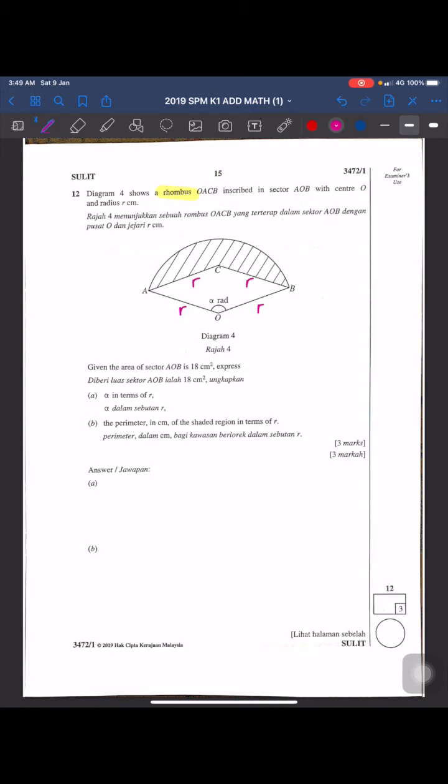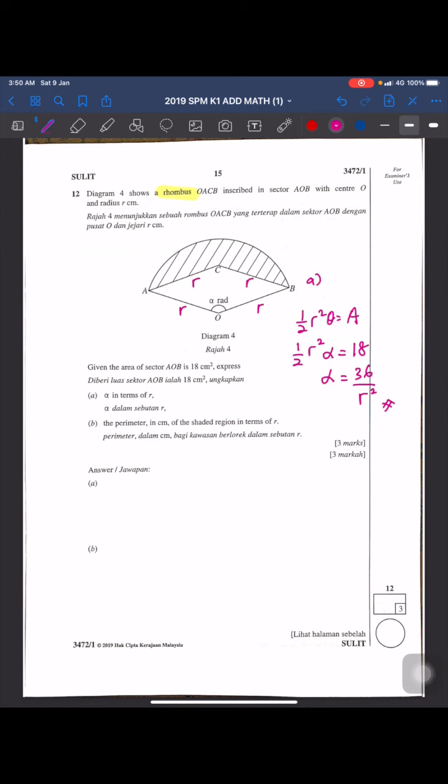Area of sector. Kita tahu area of sector, rumus dia adalah 1 over 2 R square theta. So 1 over 2 radius from the question adalah R, so R square. Theta kita adalah alpha, is equals to 18. Soalan nak apa? Alpha in term of R. So alpha sama dengan 18 darab 2, 36 bahagi R square. So this is the first part A.